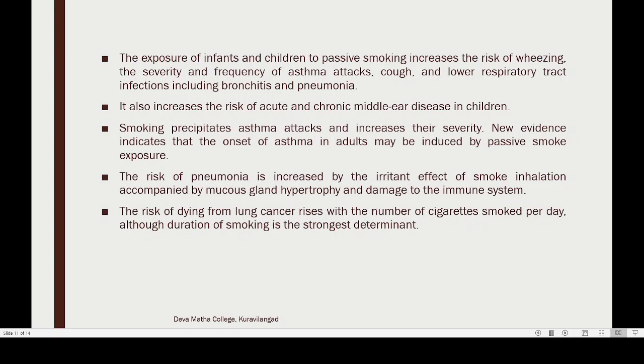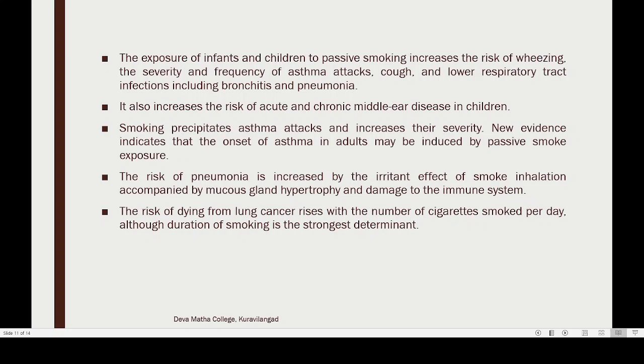I will show you some effects of smoking. See what happens. Here we will see if there are any pictures showing the effects of smoking. These are the basic effects of smoking. See how tobacco is affecting the body.